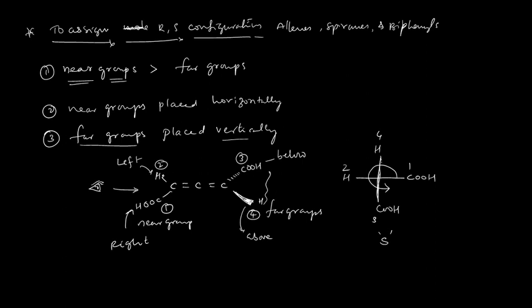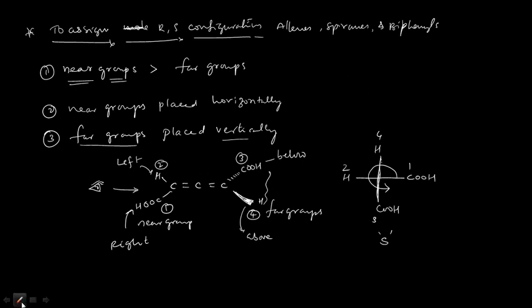Assign the priorities to near groups first, then the far groups. Far groups are represented in vertical line, near groups are represented in horizontal line. Forget about the least priority group. Look at the rotation. If it is anti-clockwise or counterclockwise, then it is S. If it is clockwise, then R will be given.